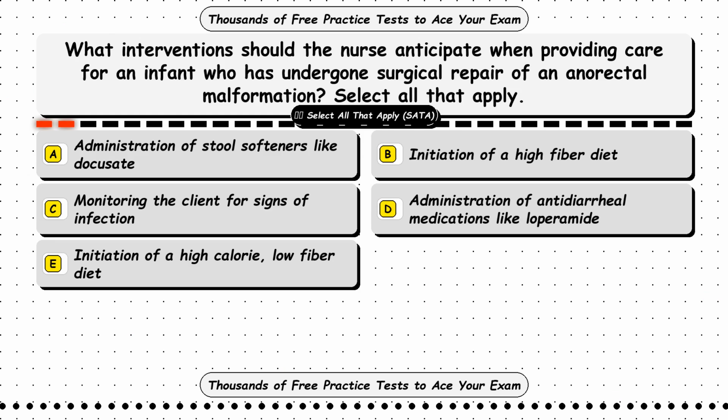What interventions should the nurse anticipate when providing care for an infant who has undergone surgical repair of an anorectal malformation? Select all that apply. Option A, administration of stool softeners like docusate. Option B, initiation of a high-fiber diet. Option C, monitoring the client for signs of infection. Option D, administration of antidiarrheal medications like loperamide. Option E, initiation of a high-calorie, low-fiber diet.